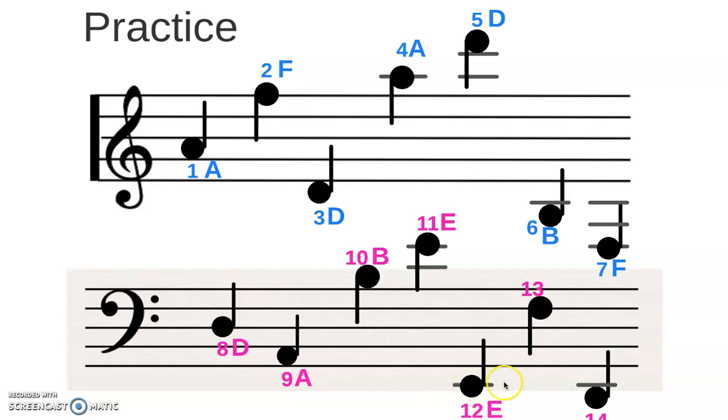Number 13, we can use our saying, Great Big Dreams for. And our last one, we're going to count down again from G. G on the line, F in the space, E on the line, D. And that, my friends, is it.